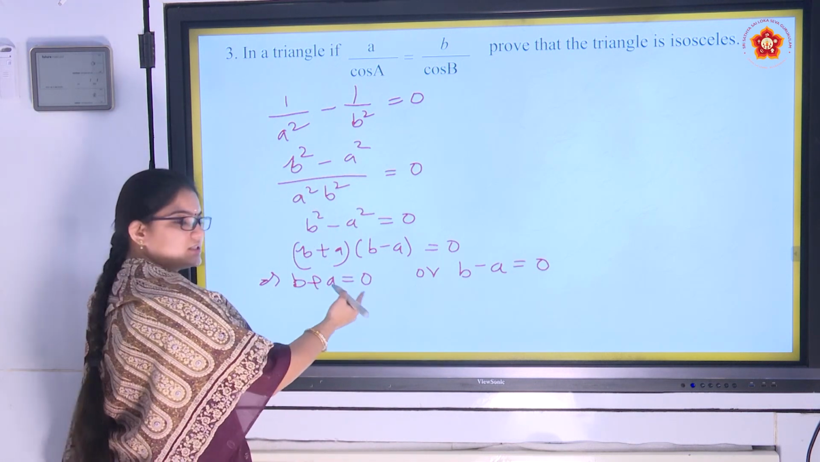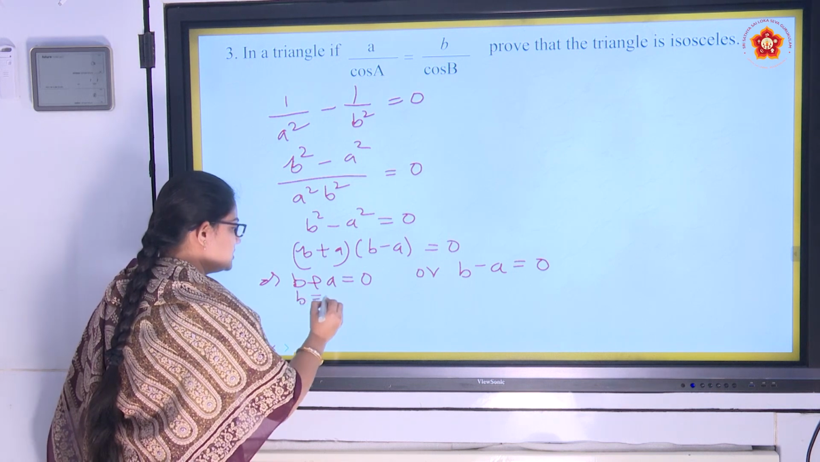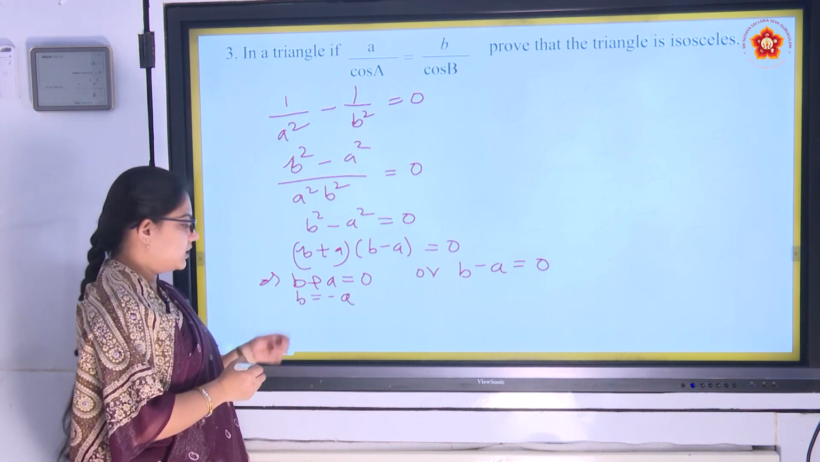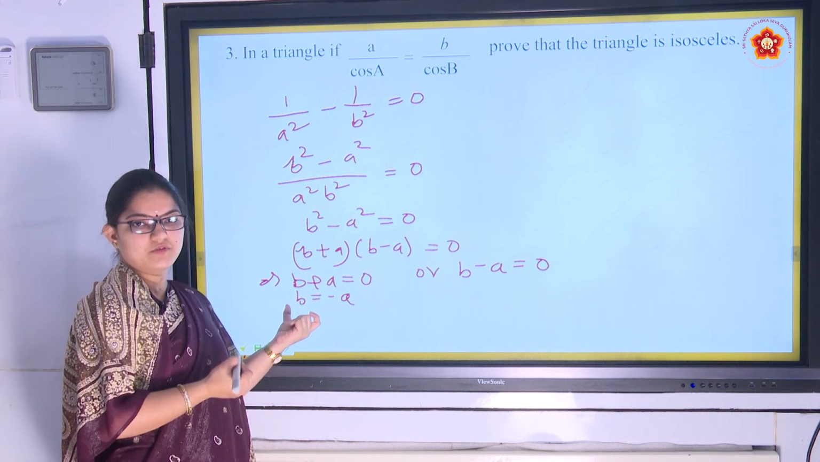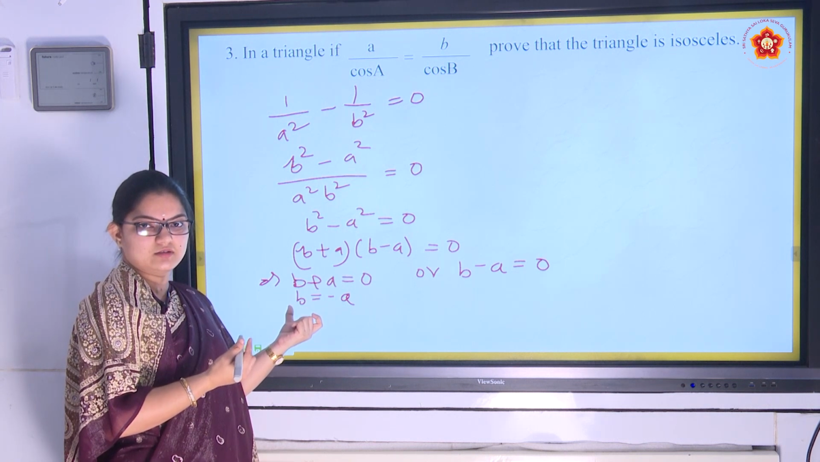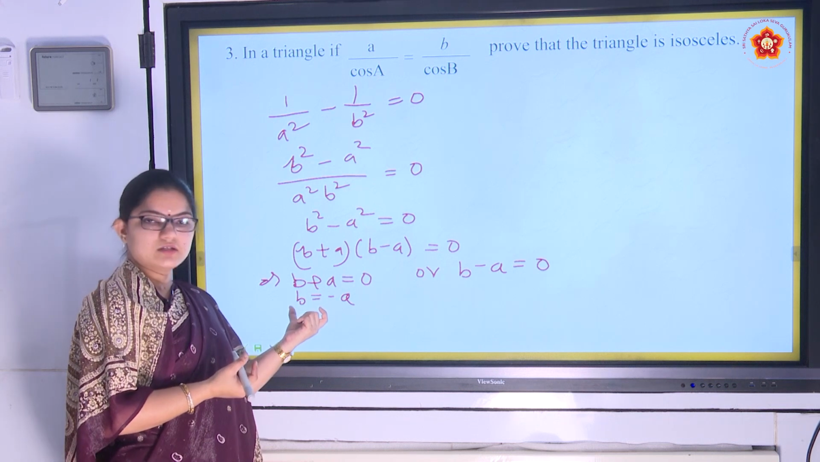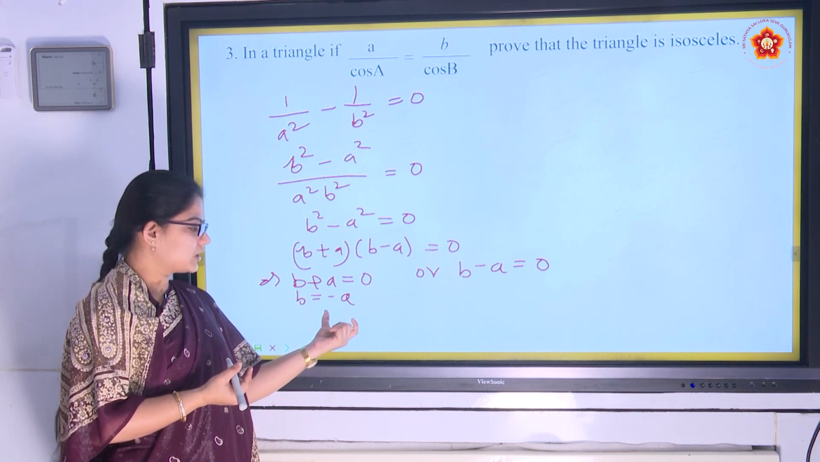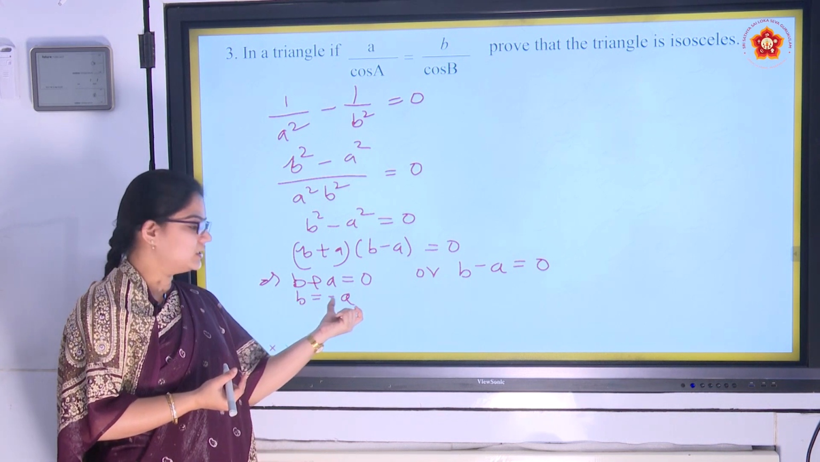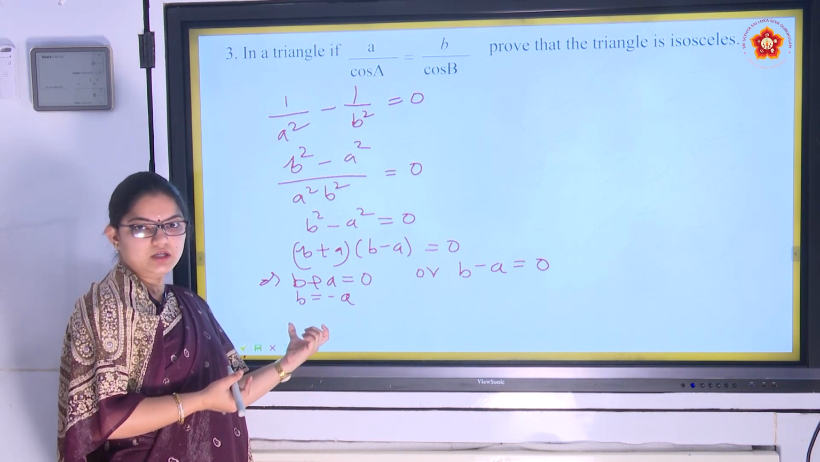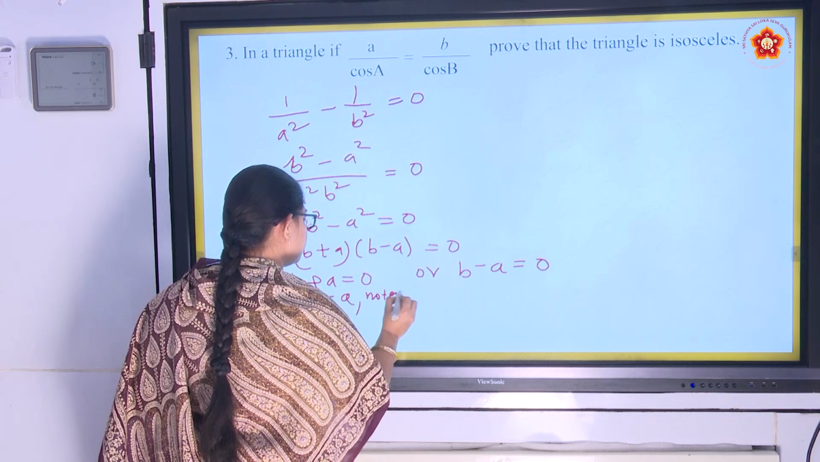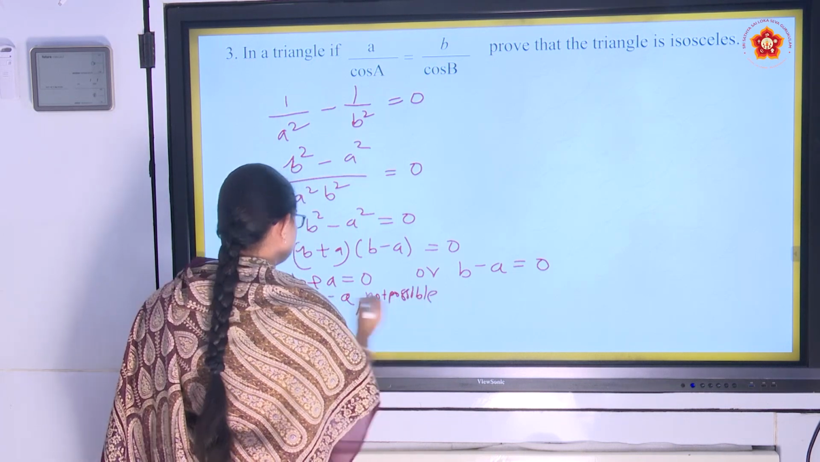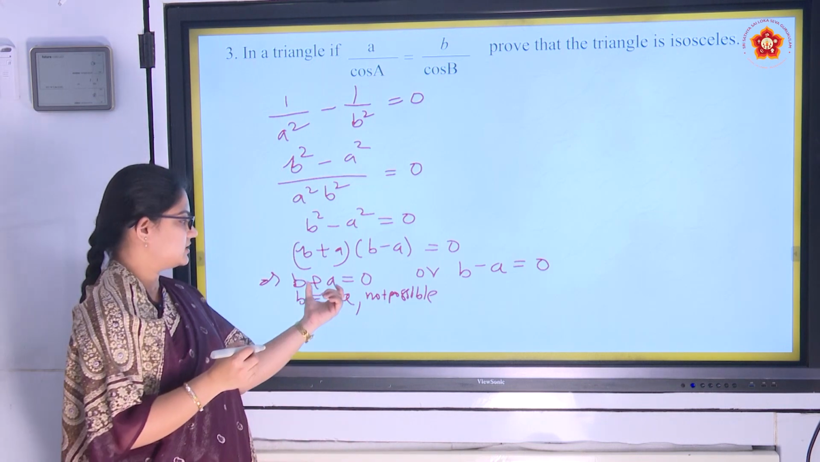So if B plus A is equal to 0, then what happens? B is equal to minus A. But what is this A, B, C and all? They are nothing but sides of a triangle, where the length of the side is always positive. It cannot be negative. But here you are getting it as minus A. So it cannot be negative. So this case is not possible, B plus A is equal to 0.